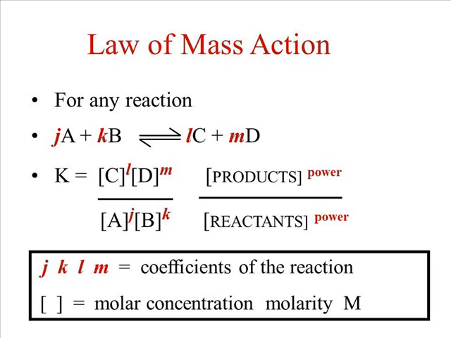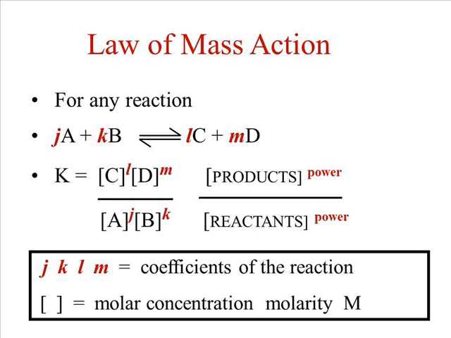The law of mass action, notice this is a law, not a theory. You have a balanced equation. You have your j, k, which are your coefficients. So the law of mass action says K, and the equilibrium constant is an uppercase K, is equal to the products raised to the power of their coefficients over the reactants raised to the power of their coefficients.